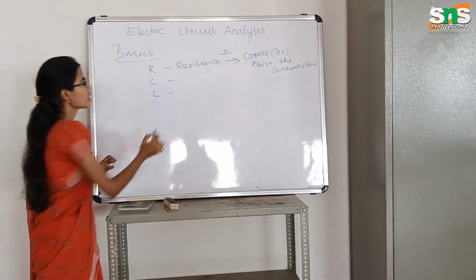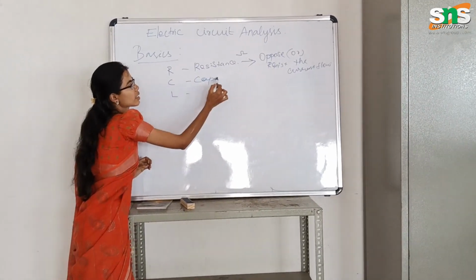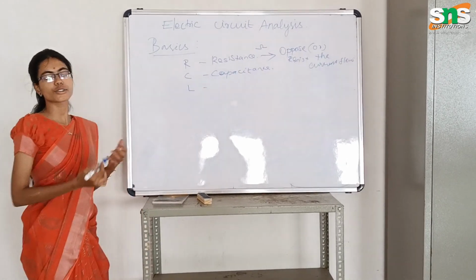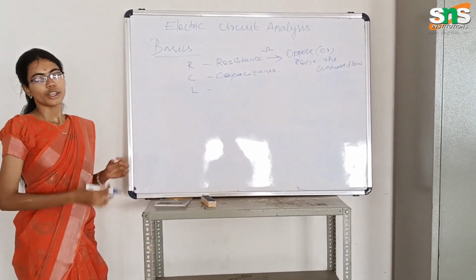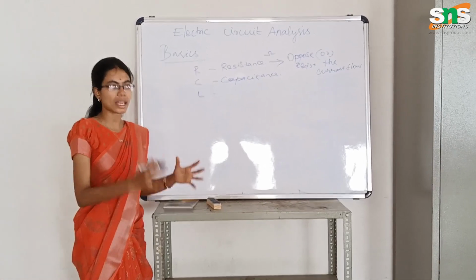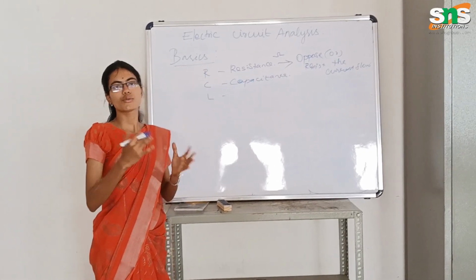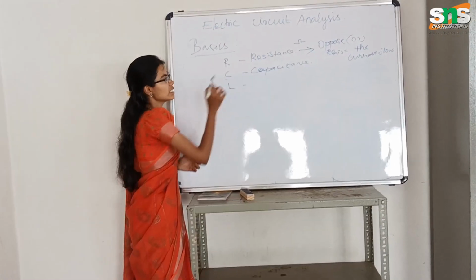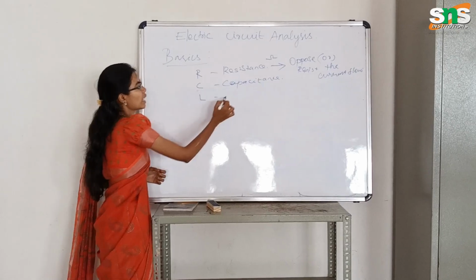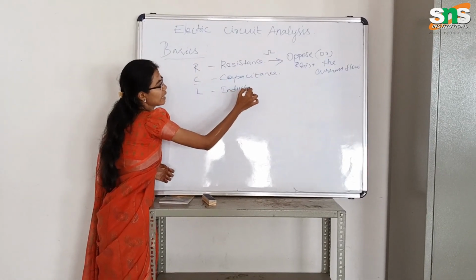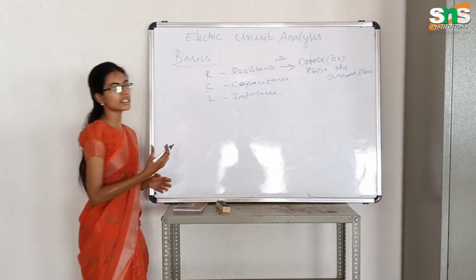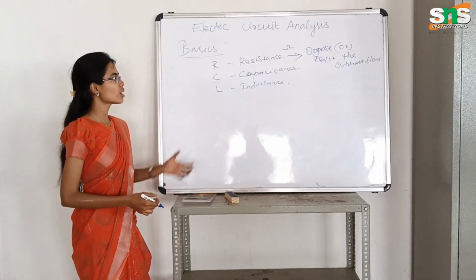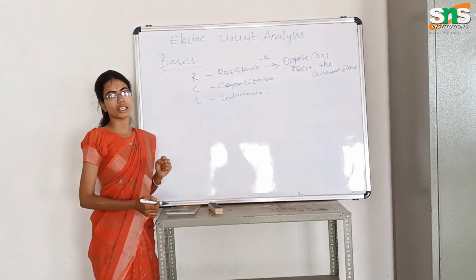C is capacitance. Capacitance is used to store energy. If we are using a storage tank circuit, or a circuit which we are going to use for a storage purpose, we can consider the capacitance. L is for inductance. Inductance is to induce the EMF; field current and flux values are highly associated with this L value.